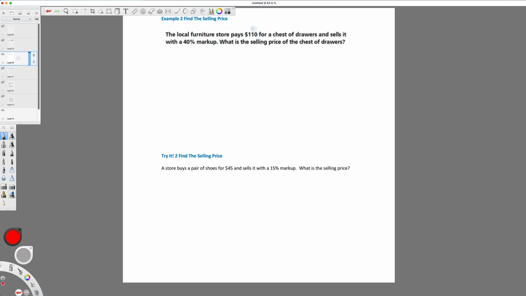40% of what they bought it for is the markup that will get added on to that $110. So the first thing I need to do is actually calculate the markup. And I'm going to use the percent equation this time. The markup is simply this percent as a decimal times their cost. That's it. It is 40% of $110. And that is 0.40 times 110, and I get 44.